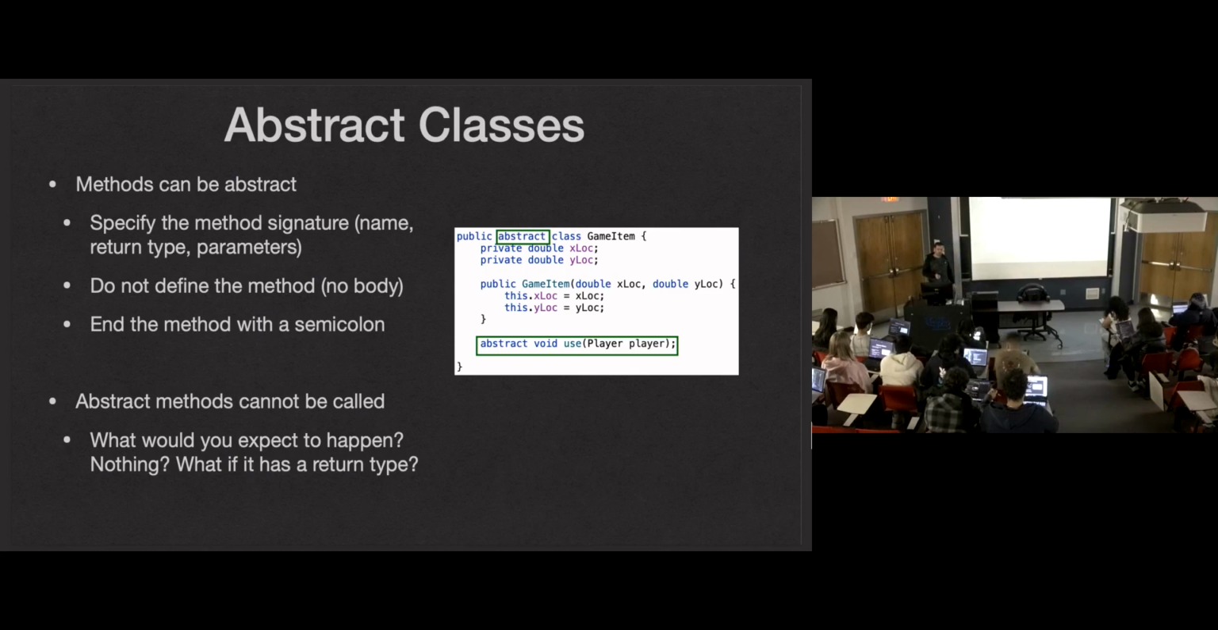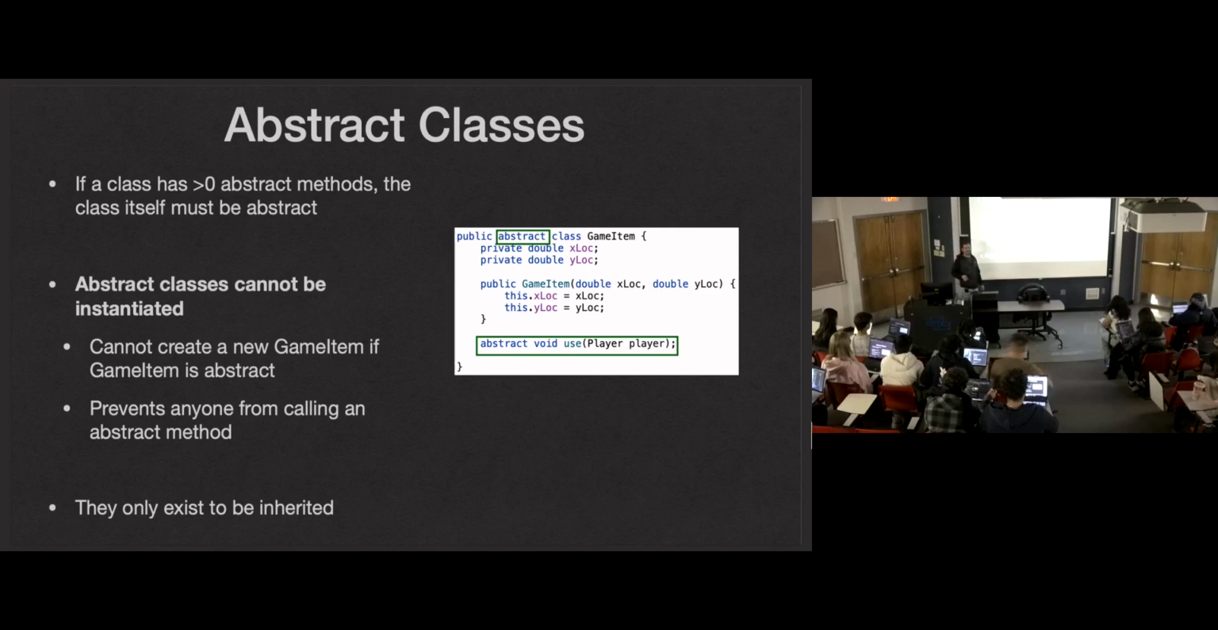Can't do it. If a class has at least one abstract method, if it has any abstract methods at all, the class itself must be abstract. Let me say it the other way around. If a would-be class has any abstract methods at all, it must be an abstract class. Java will not give you another option. It has to be an abstract class here. If you have a class that has any abstract methods.